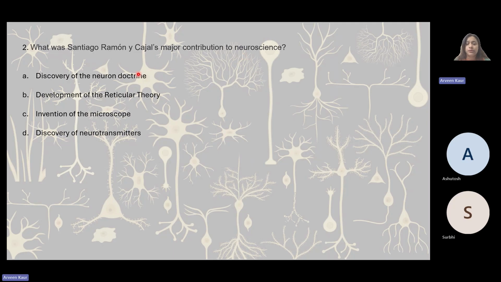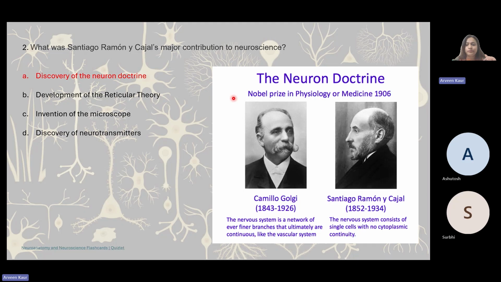Was it the discovery of the neuron doctrine, or the development of the reticular theory, or the invention of the microscope itself, or the discovery of neurotransmitters, right? Actually, the discovery that he and Camillo Golgi together were given a Nobel Prize for is the neuron doctrine. But he was the one who actually gave the neuron doctrine. The reticular theory, in fact, is what was proposed by Camillo Golgi, right, instead of him.